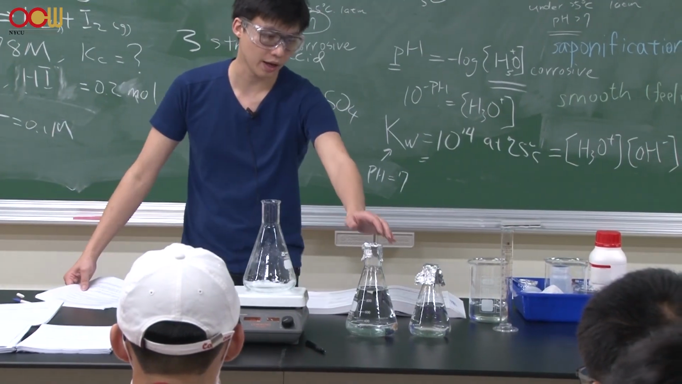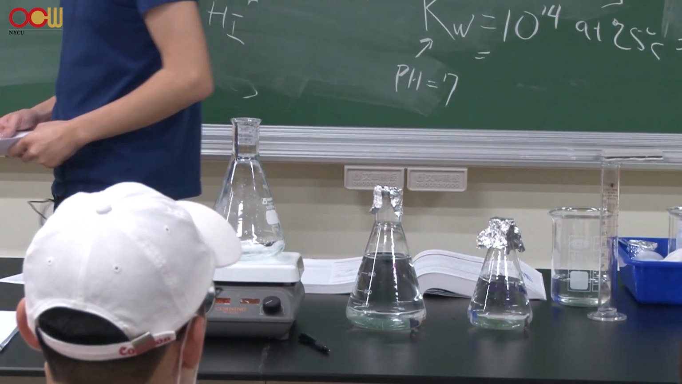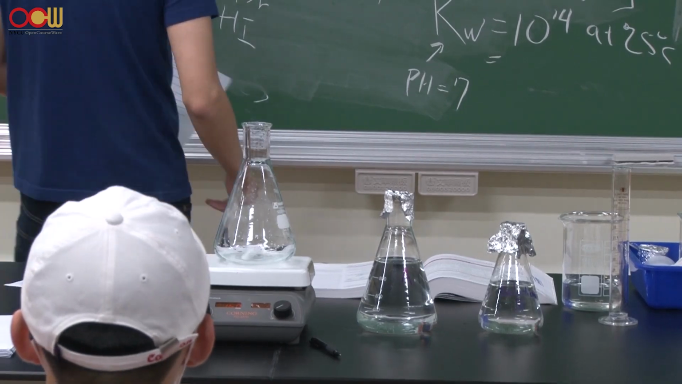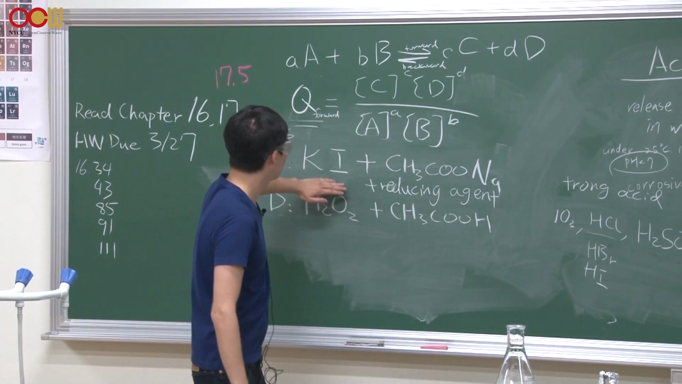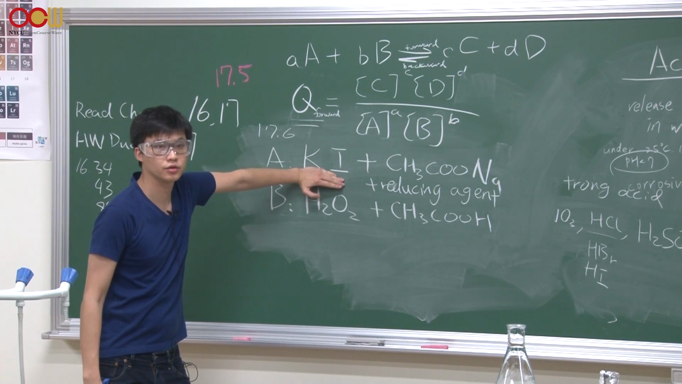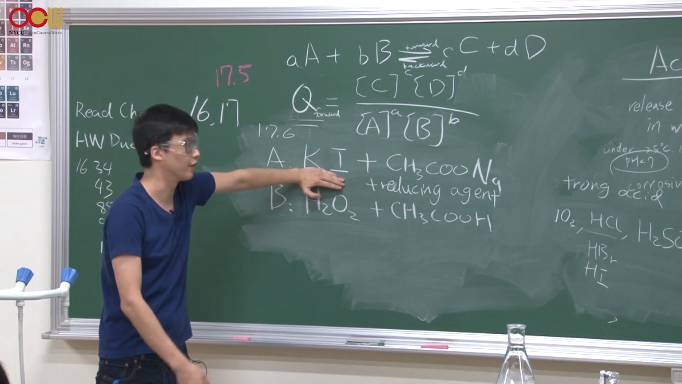So I have something labeled solution A and solution B, okay? And I'm going to tell you what's in there. In flask A, I have potassium iodide, okay? It's dissolved in water, so you don't have to guess what the solvent is.